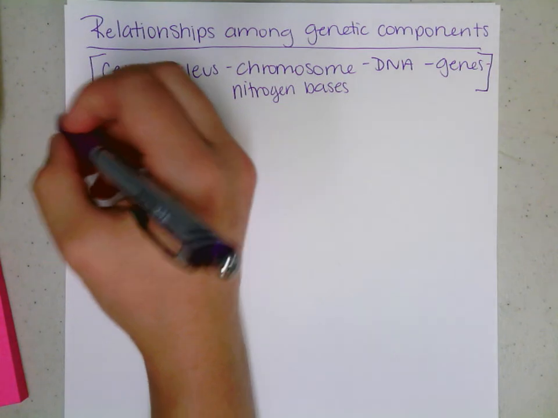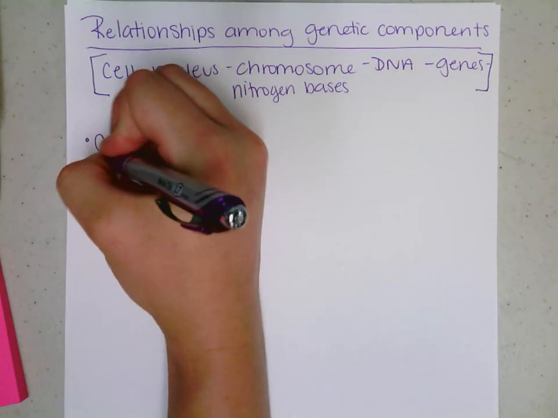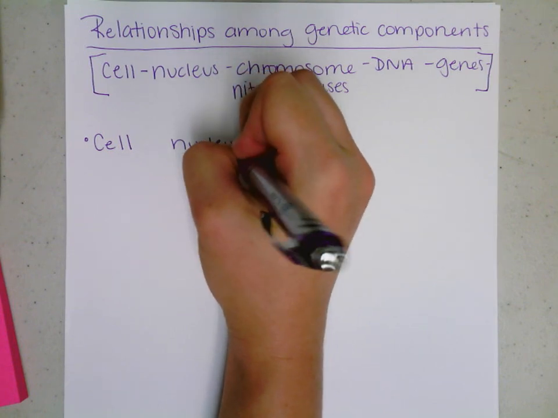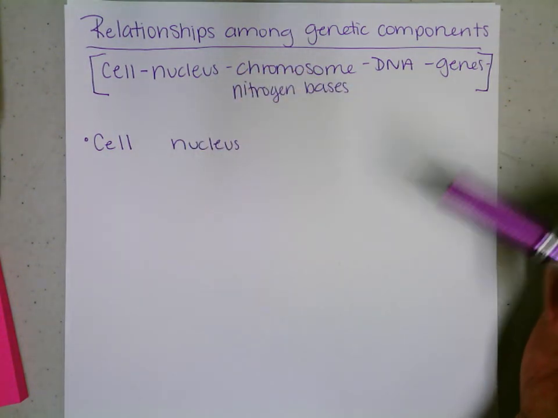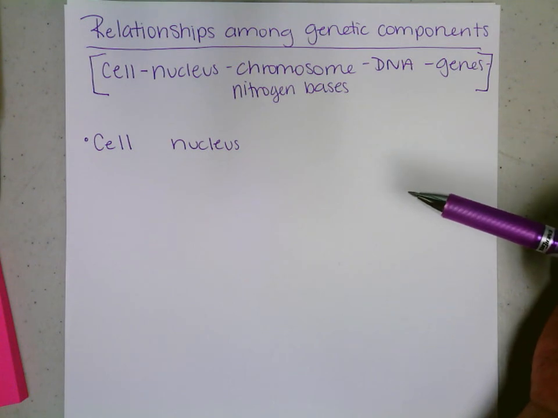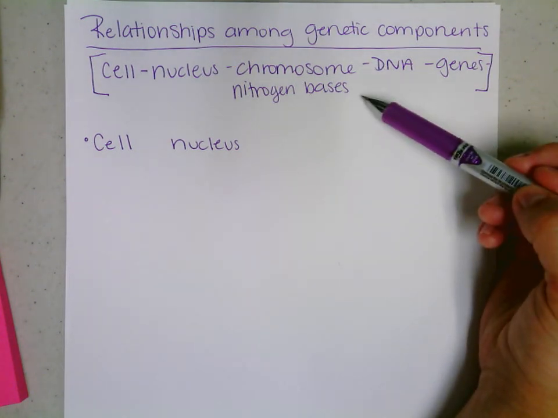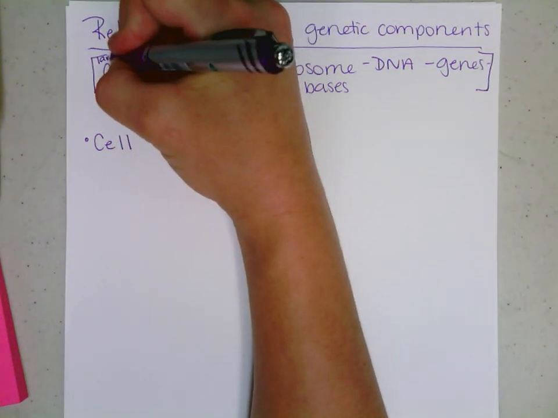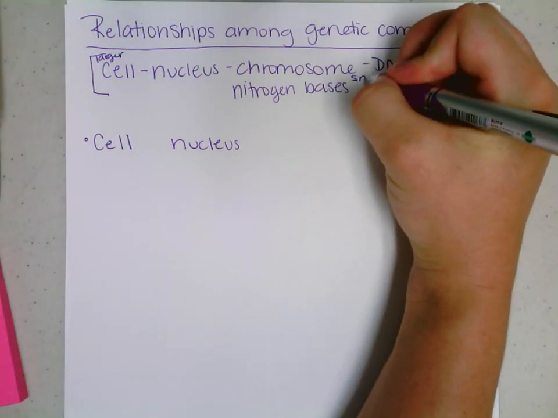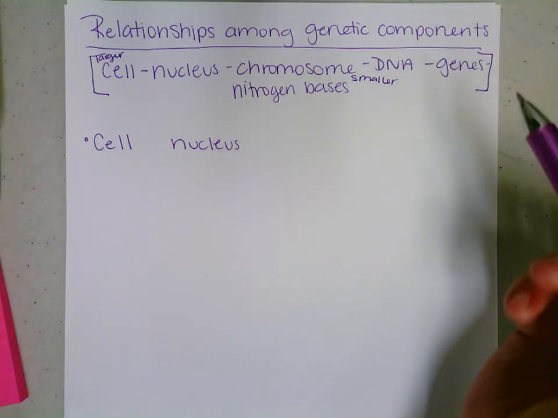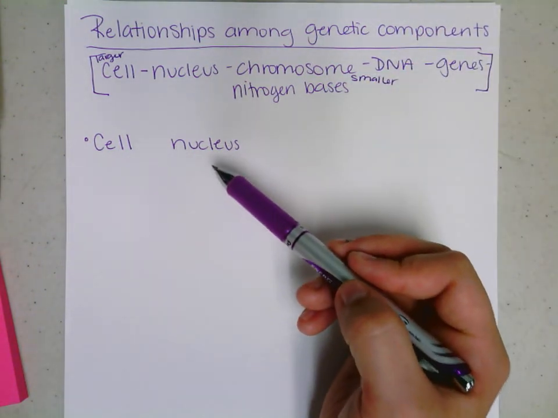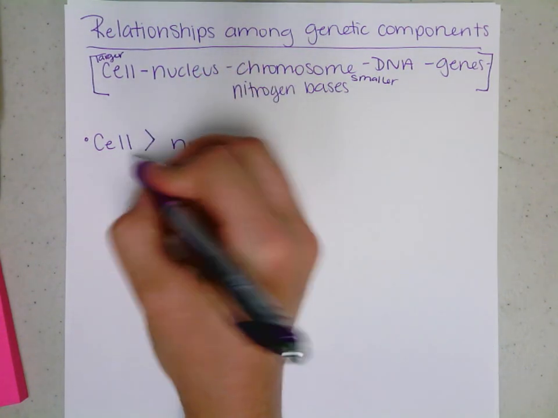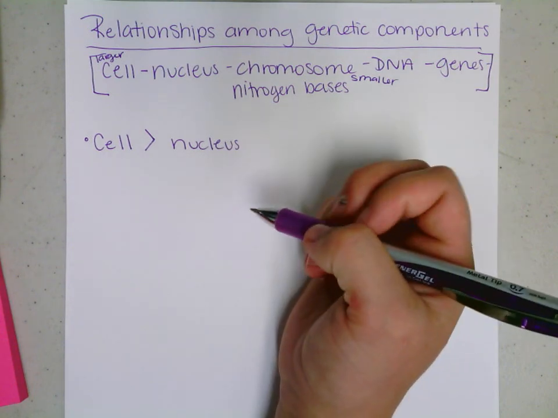So for instance, if we want to compare the cell and the nucleus, the first thing I want to establish is which one is larger on the hierarchy. So we can go up to our little cheat sheet that we made for ourselves and say, okay, we know that this side is larger and this side is smaller. So which one is larger, the cell or the nucleus? Obviously, we know that the cell has to be larger, so we're going to use that greater than sign just like we use in math class.